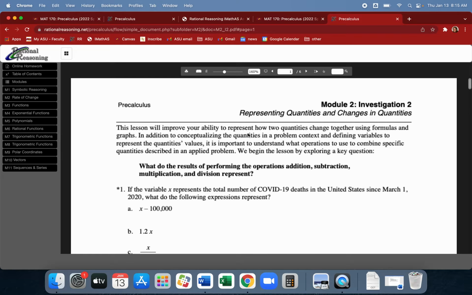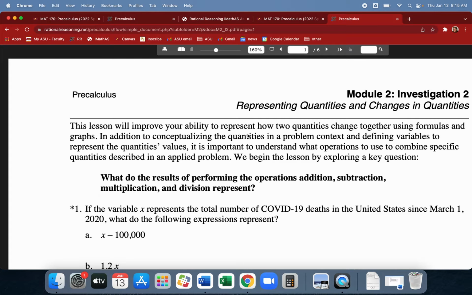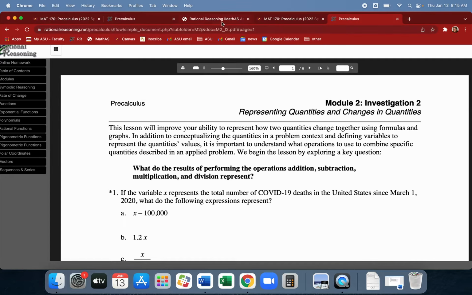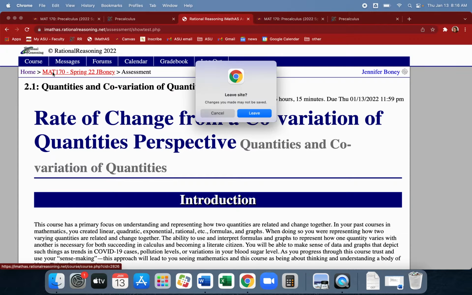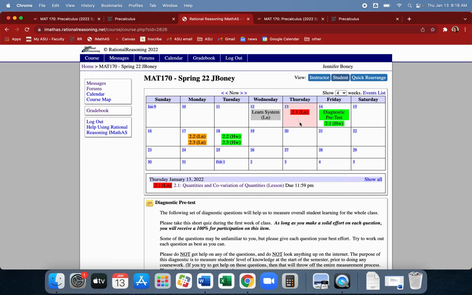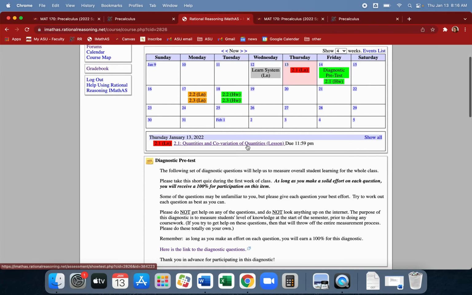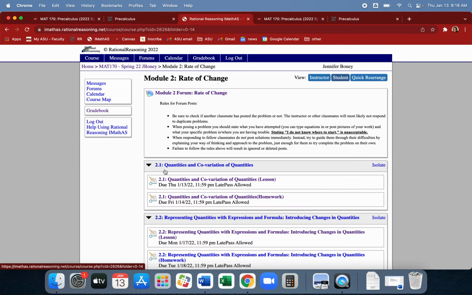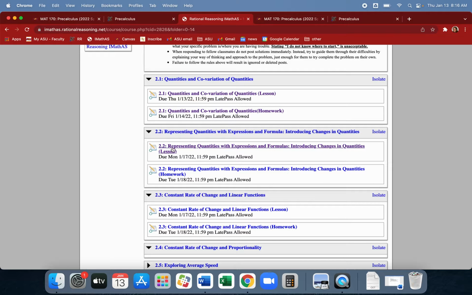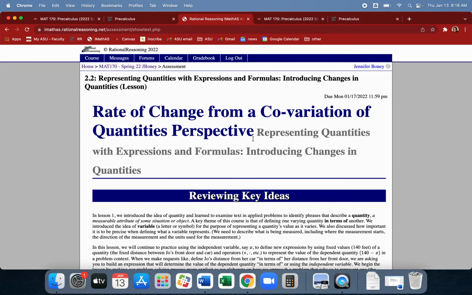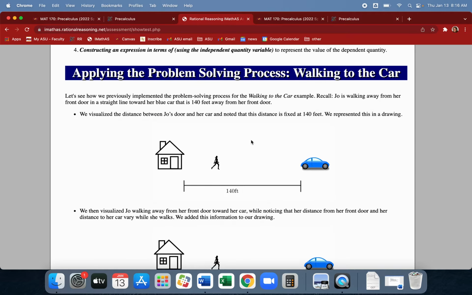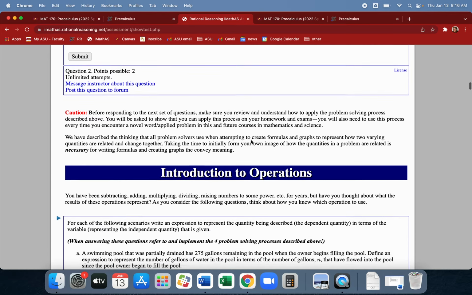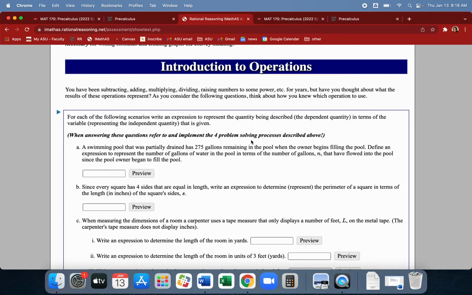So that's where we were. If you want to think about how Module 2, Investigation 2 corresponds to what's in the homework, this is in Section 2. If you go down here, Module 2, Investigation 2 corresponds to this lesson number 2. This talks about a variety of things, but some of them are an introduction to operations.